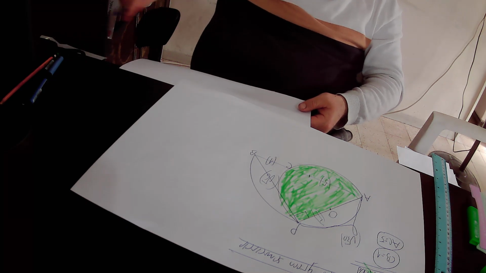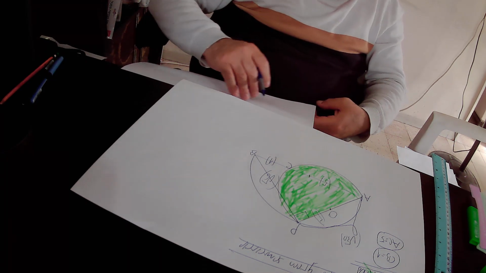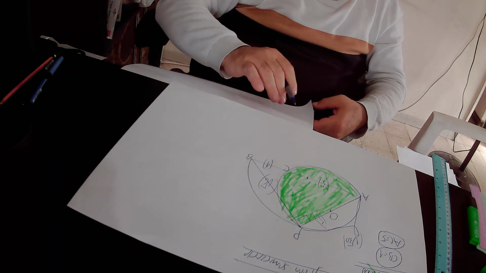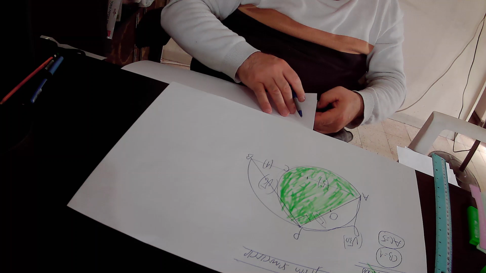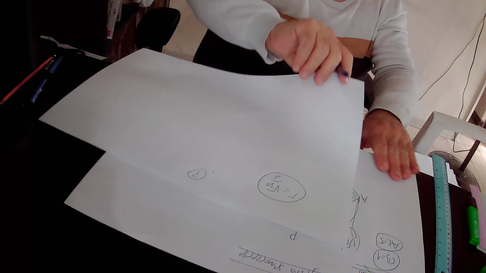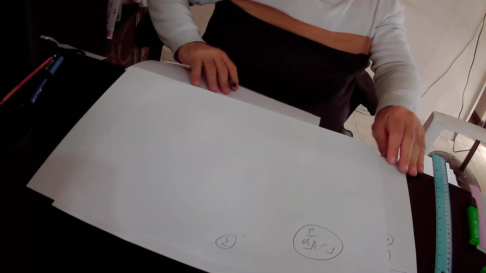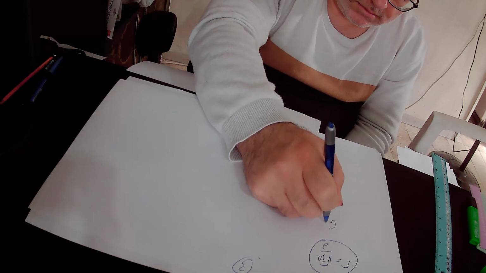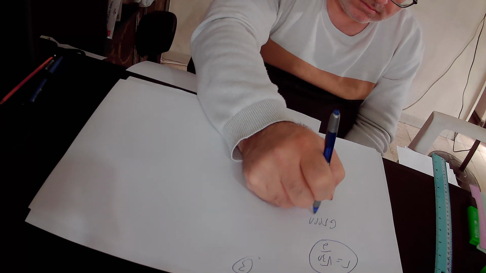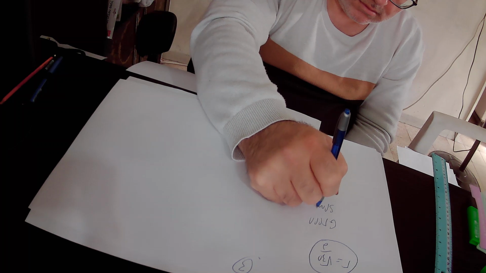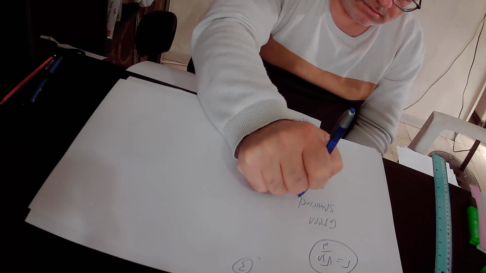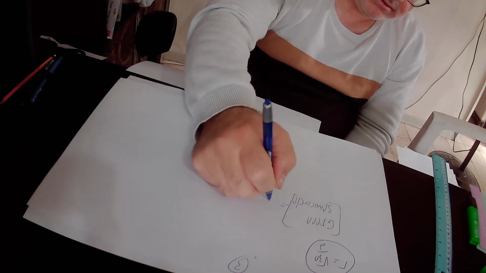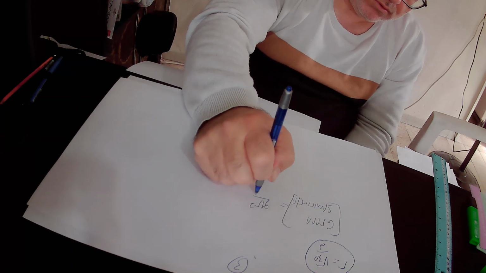Our mission is to find the area of this green semicircle. The area of this green semicircle equals pi r squared over 2. So write it down: the area of the green semicircle equals pi r squared over 2.